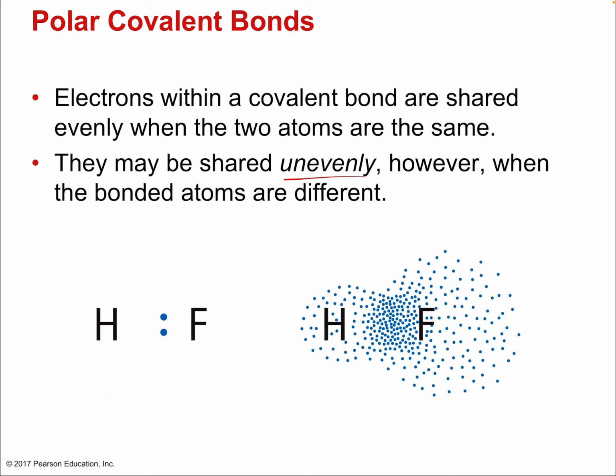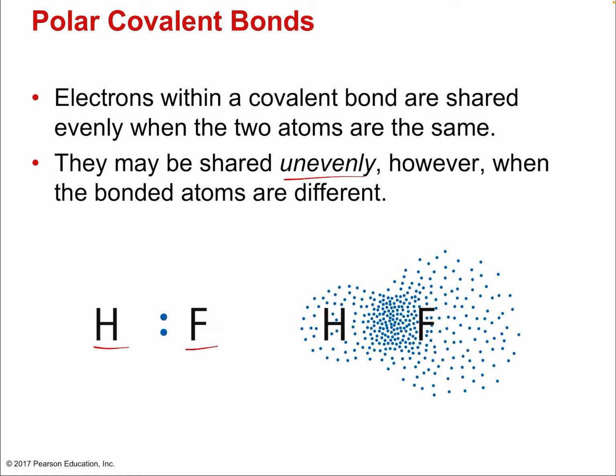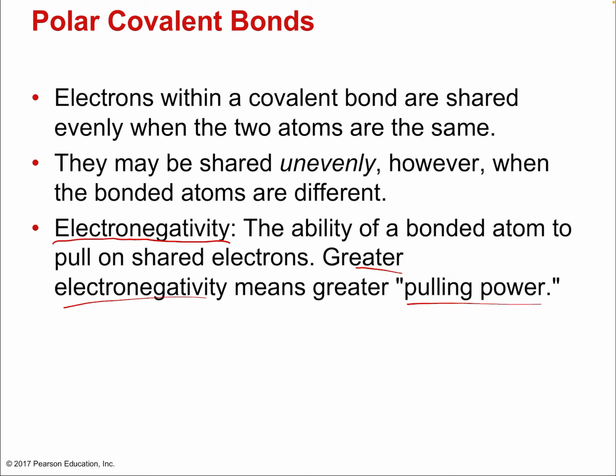So for example, hydrogen and fluorine. Okay, so that leads to a term I want to make sure you understand, electronegativity. This is the ability of a bonded atom to pull on shared electrons. The greater the electronegativity means the greater pulling power. So which of these 2 atoms, the hydrogen or the fluorine, do you think has the greater electronegativity? This one, okay? The fluorine, because it's got more electrons. It has the greater electronegativity.